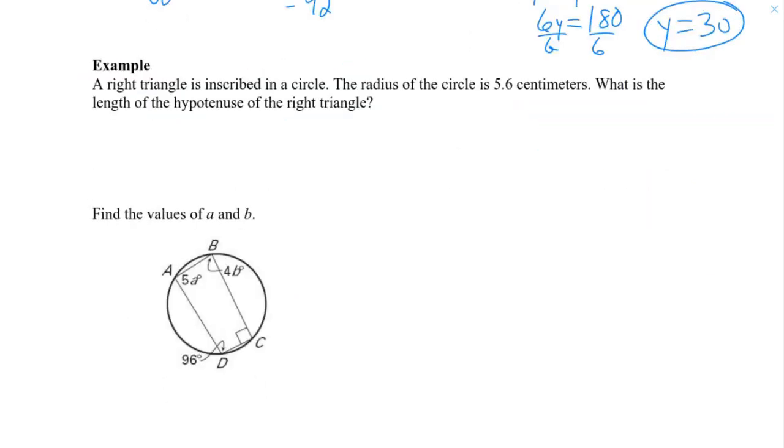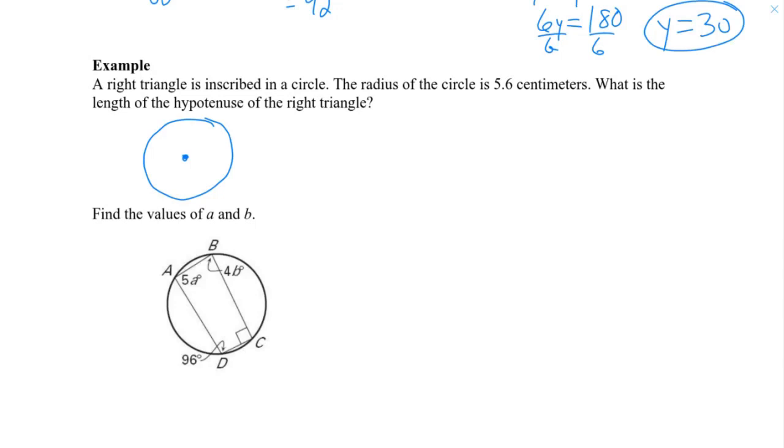All right, so we have a right triangle that's inscribed in a circle. The radius of the circle is 5.6 centimeters. What is the length of the hypotenuse of the right triangle? So let's go ahead and draw a picture here so we can see what's going on. So I have a circle. I know that the radius is 5.6 centimeters. I also know that the right triangle is inscribed in there.